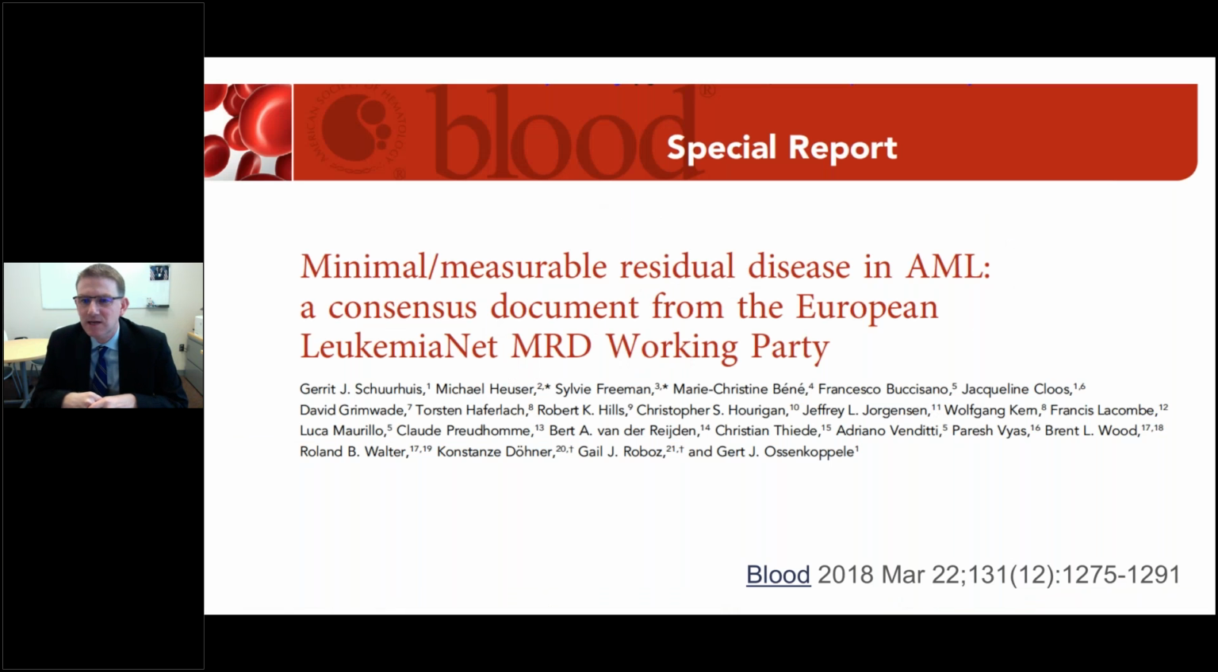Last year, consensus recommendations resulting from over 2 years of discussions from 24 experts from 19 different institutions throughout Europe and the US were put together under the auspices of the European Leukemia Network to define some consensus recommendations for how we should test for MRD in AML. I'll take you through those.